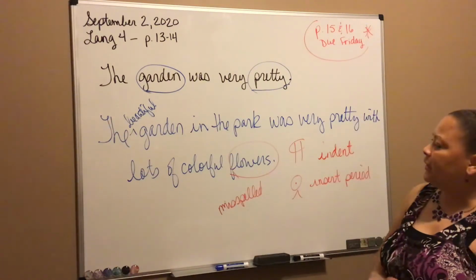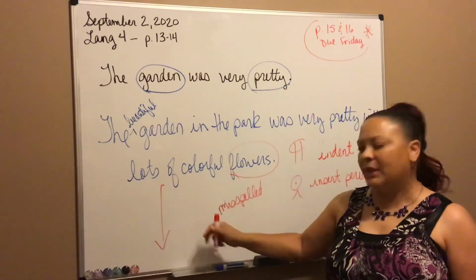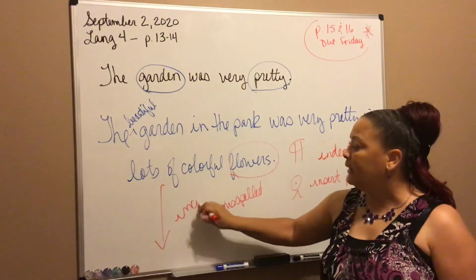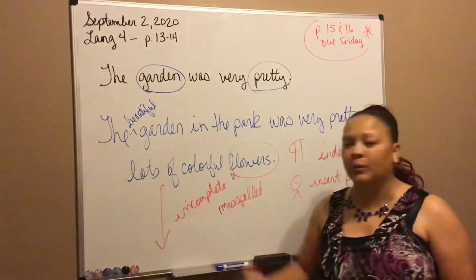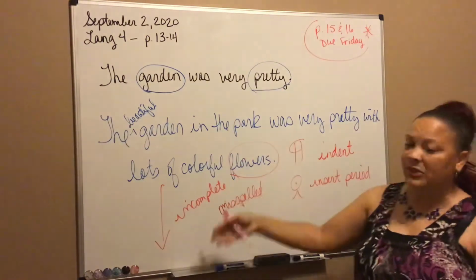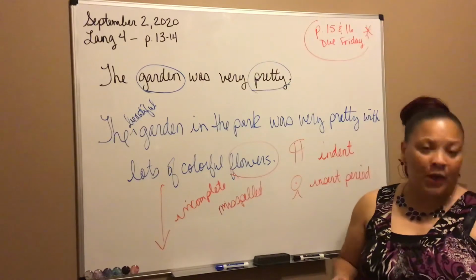What are a few other things? If you saw me do something like this, that means I need more information. So this was incomplete, and I need you to write a little bit more. If you see me put an arrow down at the end of your paper, it means to write a little bit more. So here on page 14, it talks about the sentences.